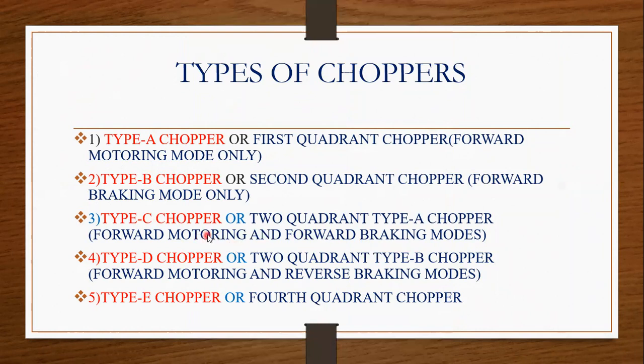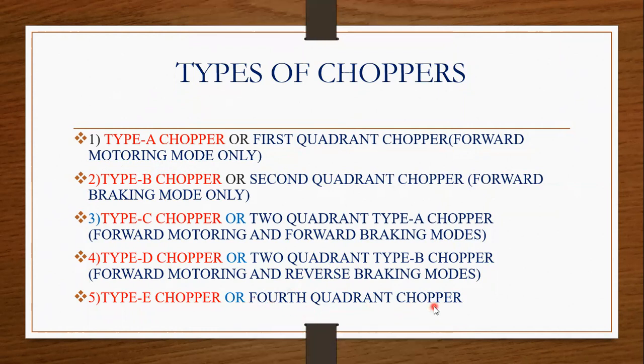It's two quadrants. Then type D chopper is also called a two quadrant type B chopper. Understood? Type C chopper is a two quadrant type A chopper, operating in the first and second quadrants, forward motoring mode and forward braking mode. But type D chopper operates in forward motoring mode, meaning first quadrant, and reverse braking mode, meaning fourth quadrant.